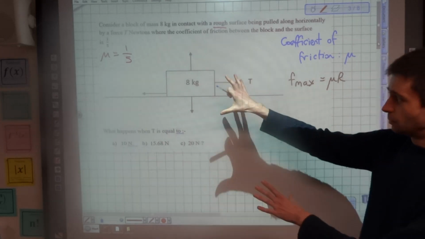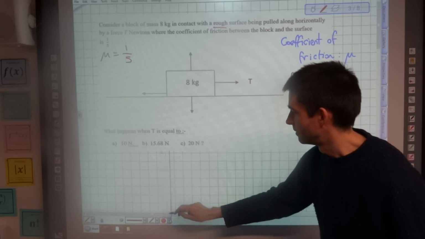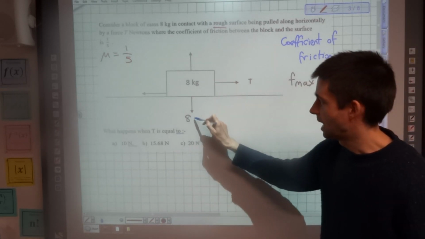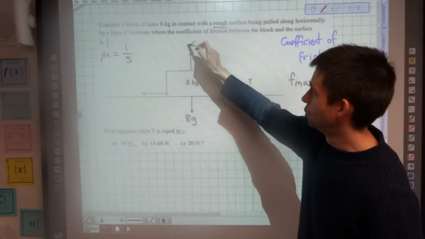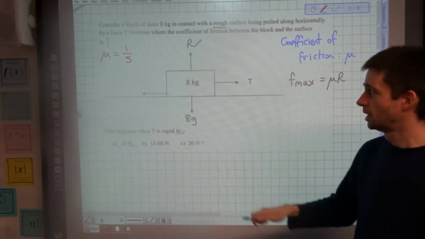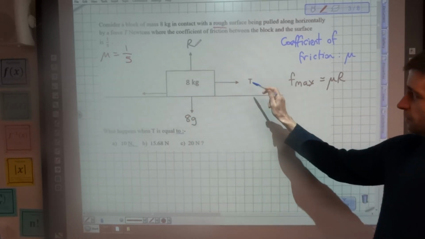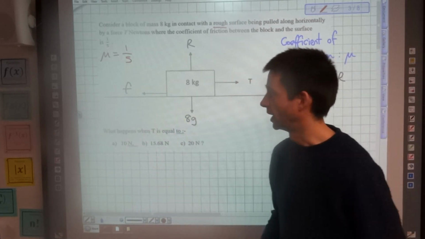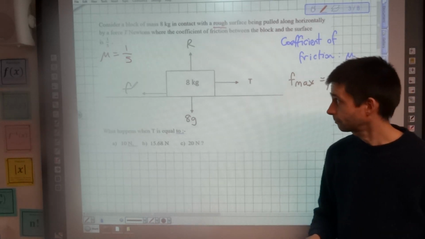Now, I'm just going to label some of the forces that are acting on this system. We have the weight going downwards, which is going to be 8g, mass multiplied by gravity. And we have a normal reaction force that the floor is exerting on the block. We have this force of tension here, and then we have this force here, which we're going to label with a lowercase f, small f, for friction.